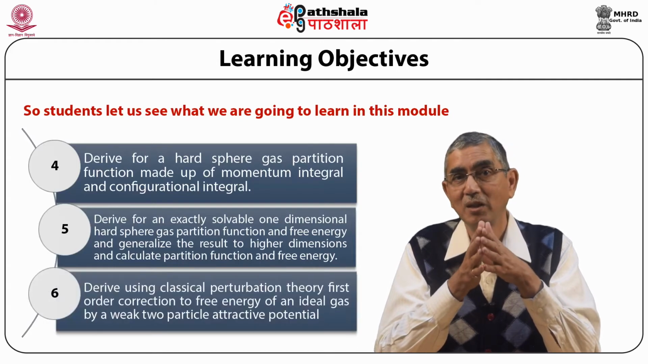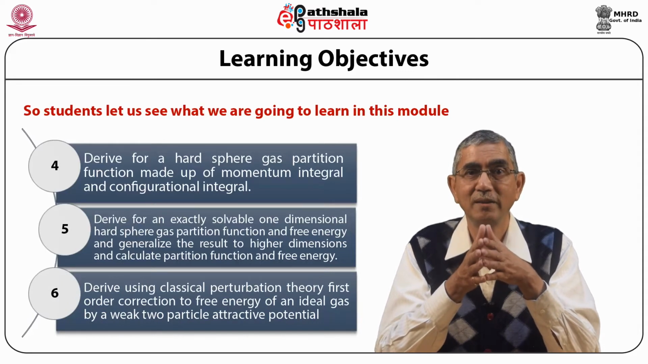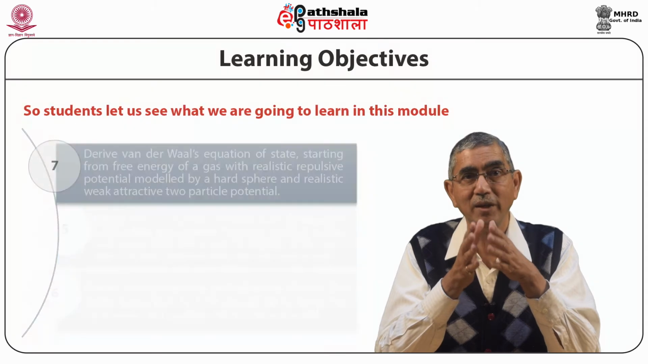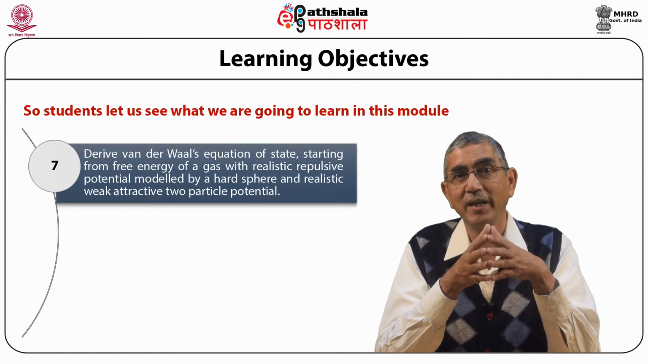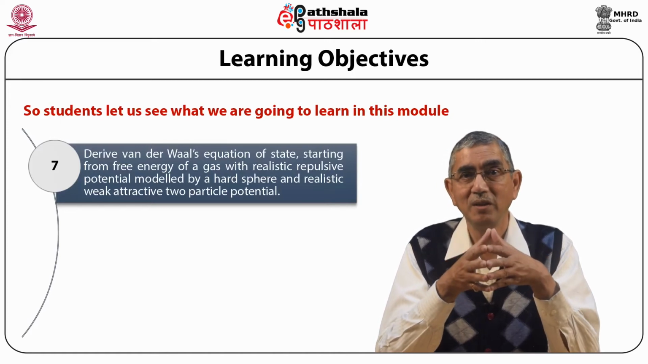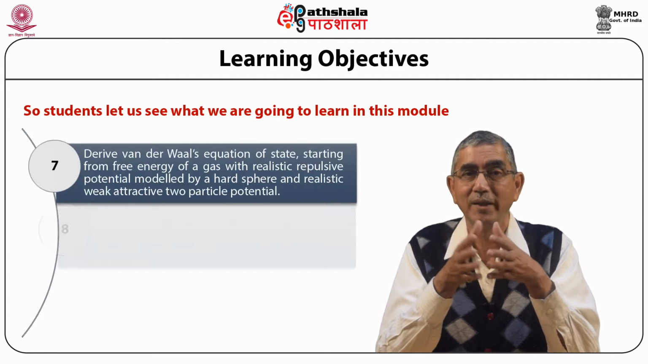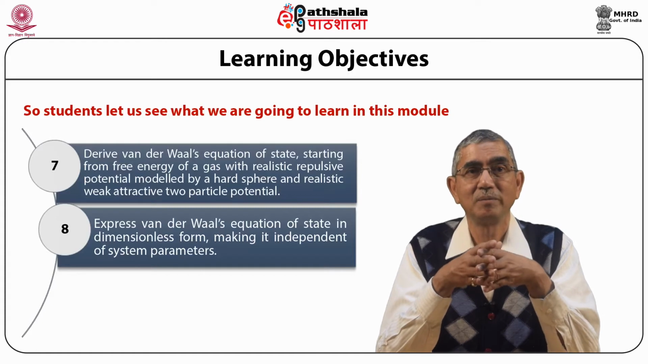We will derive, using classical perturbation theory, the first order correction to free energy of an ideal gas by a weak two-particle attractive potential. We will derive the van der Waals equation of state starting from free energy of a gas with realistic repulsive potential modeled by a hard sphere and realistic weak attractive two-particle potential. Express van der Waals equation of state in dimensionless form, making it independent of system parameters.